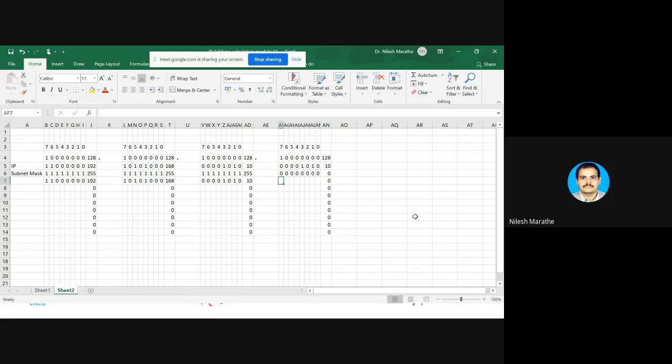So that's why this becomes the network ID. This becomes its network ID. Is this clear? Yes, sir.